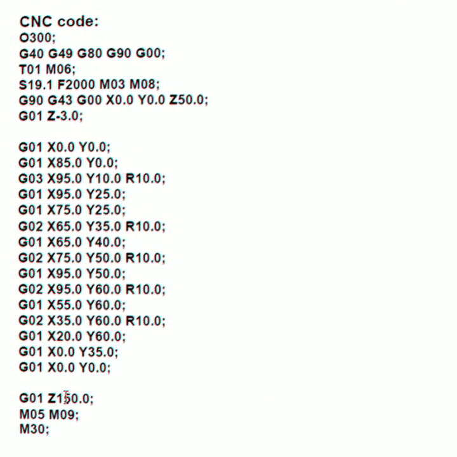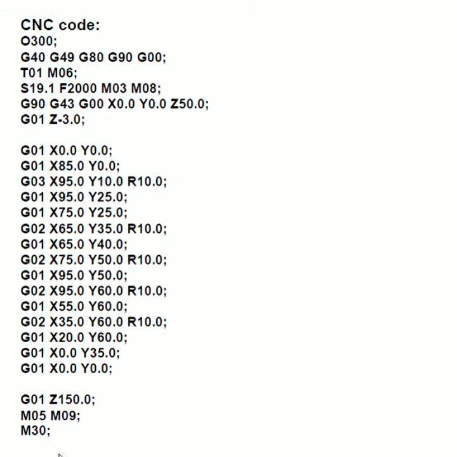The last part of the CNC code is what we call the closing statement. The first line in the closing statement sets the cutting coordinate after we have finished the cutting process. So here we set it at Z equal to 150.